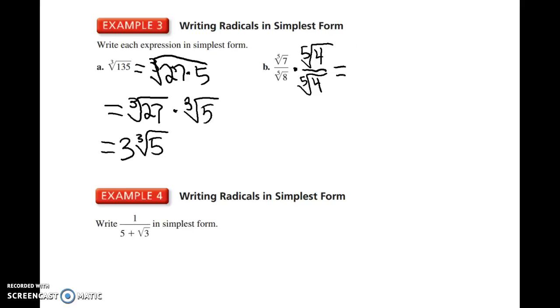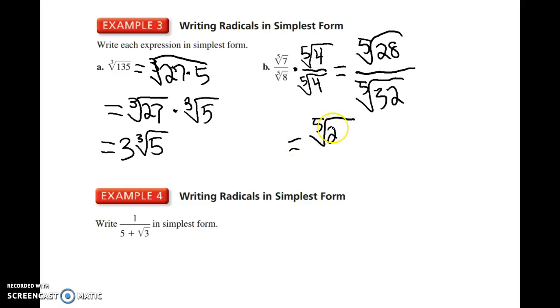So in the top, I'm going to get the fifth root of 28, because that's 7 times 4. And in the bottom, I'm going to get the fifth root of 8 times 4, which is 32. And I can say this is the fifth root of 28 over 2. So whenever we have something like part B, we want to get rid of the fifth root in the bottom. And so we want to multiply 8 by a number that gets it to equal a perfect fifth root. And this would be our final answer.